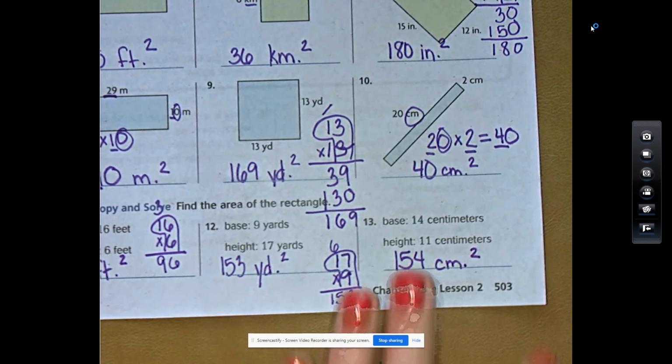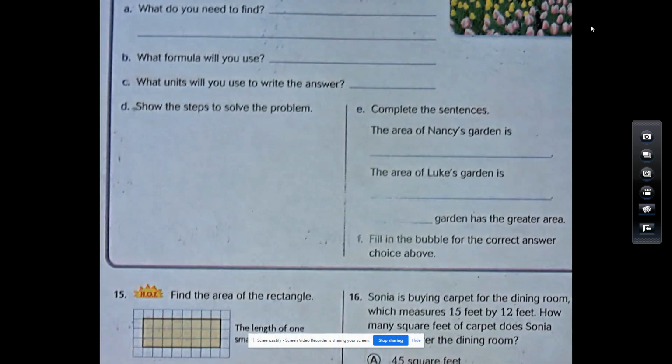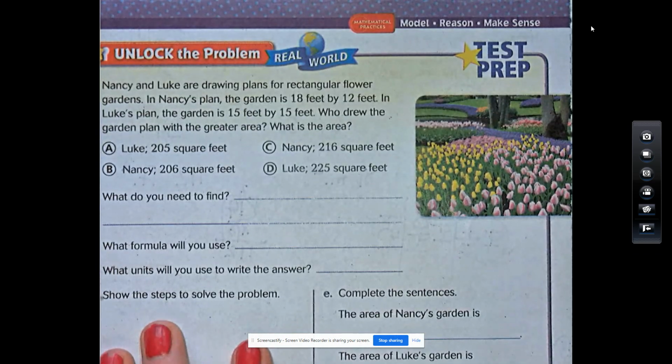Okay? Hope you guys are understanding this. Okay, it's just base times height every single time. Okay, ooh, look at this pretty tulip garden. Boy, would I love that in my backyard.